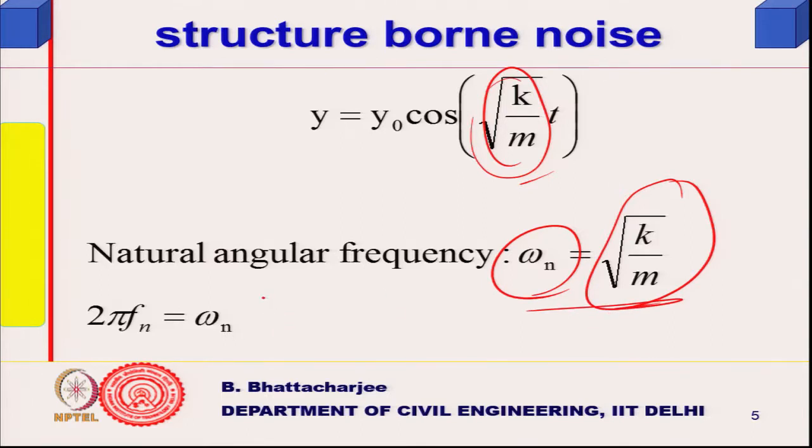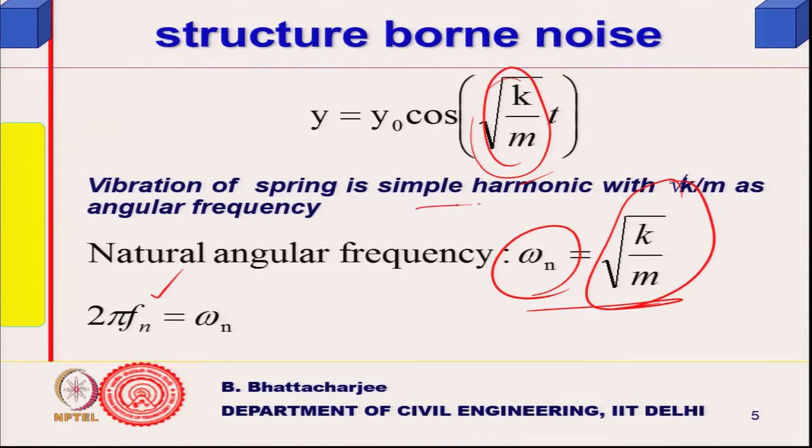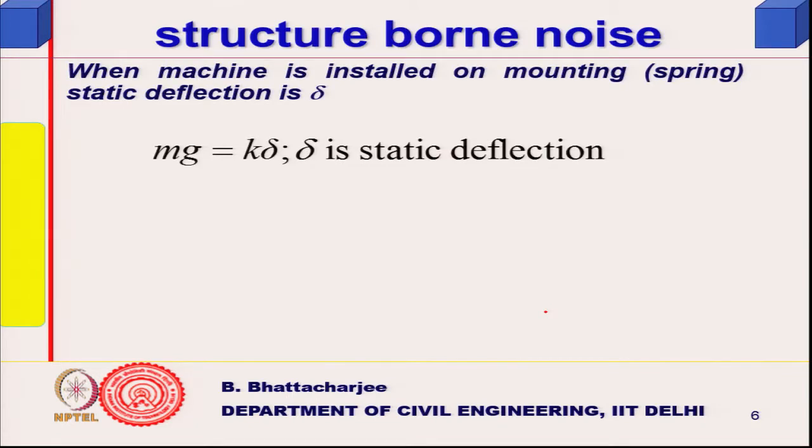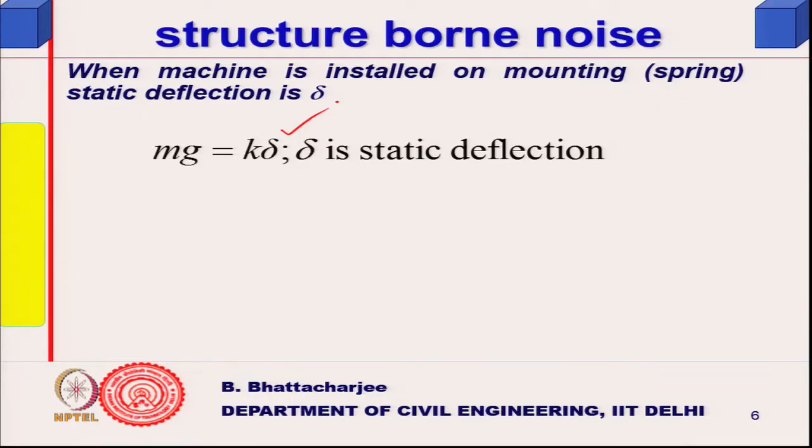It will vibrate with this natural frequency or angular frequency, and the natural frequency is fn. So, vibration of the spring is simple harmonic with under root k by m as angular frequency. When I have just put in the machine, the spring deflects by delta, the static deflection, right in the beginning.